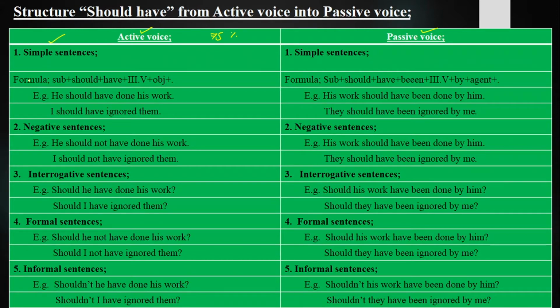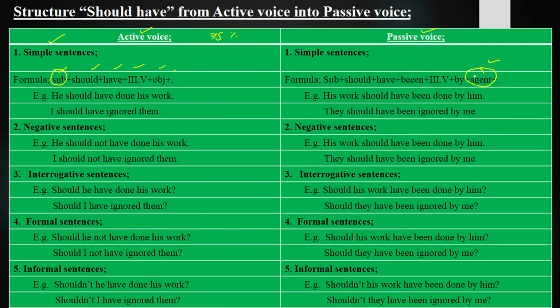What are simple sentences? Those sentences which make a simple statement are called simple sentences. The formula for that is subject, should have, third form, object, full stop. And in passive voice, when the subject takes the place of the object, it is called the agent. The agent tells us who does an action. We say that the subject is affected. Affected does not mean that it becomes the object.